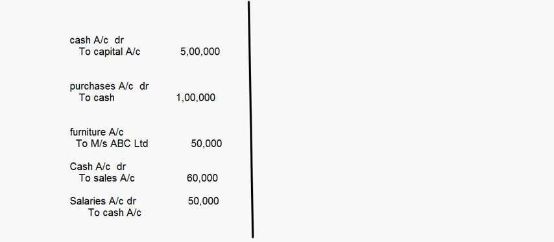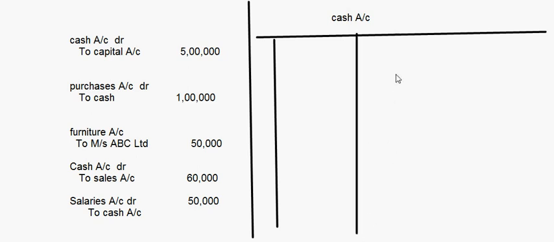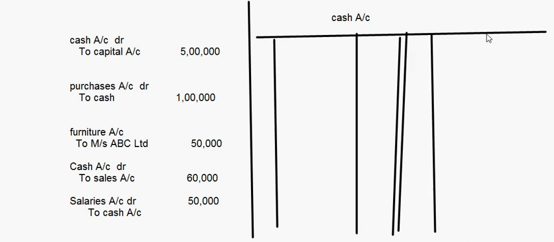So here I'll make the cash account. This is the cash account. Let's say the date column is here. In this there's no date given, means you will leave it as blank. This is particulars amount, this is the debit side, and here again you have the date, particulars and amount. I'm leaving out that folio column here because that's not necessary in this case, right?